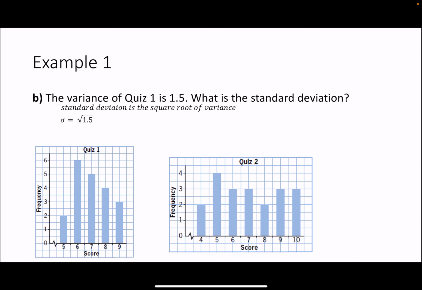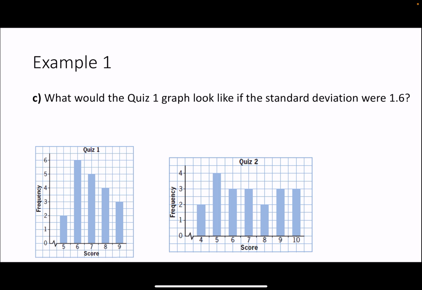Okay, so what do we do? We just take the square root. So the standard deviation is approximately 1.22. What would the quiz 1 graph look like if the standard deviation were 1.6? If the standard deviation was 1.6 instead of 1.2, it would be more spread out. Simple as that.